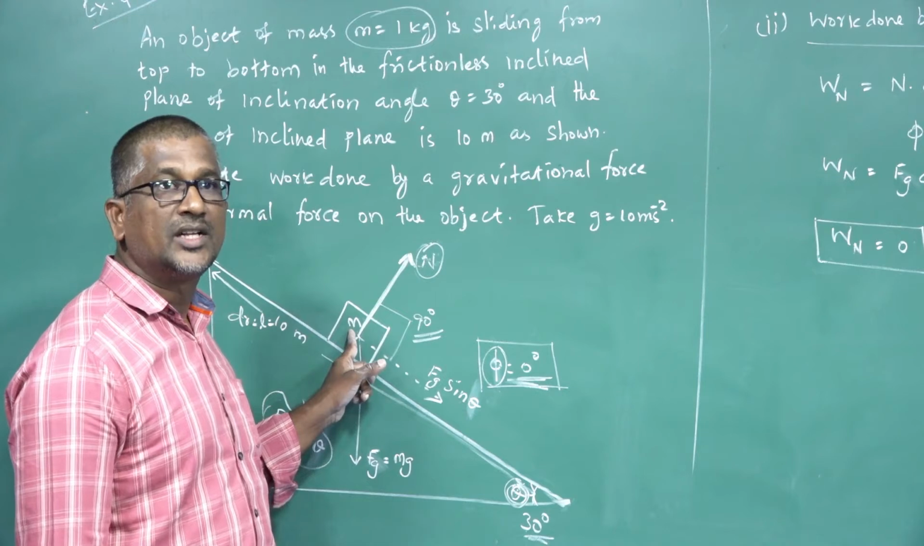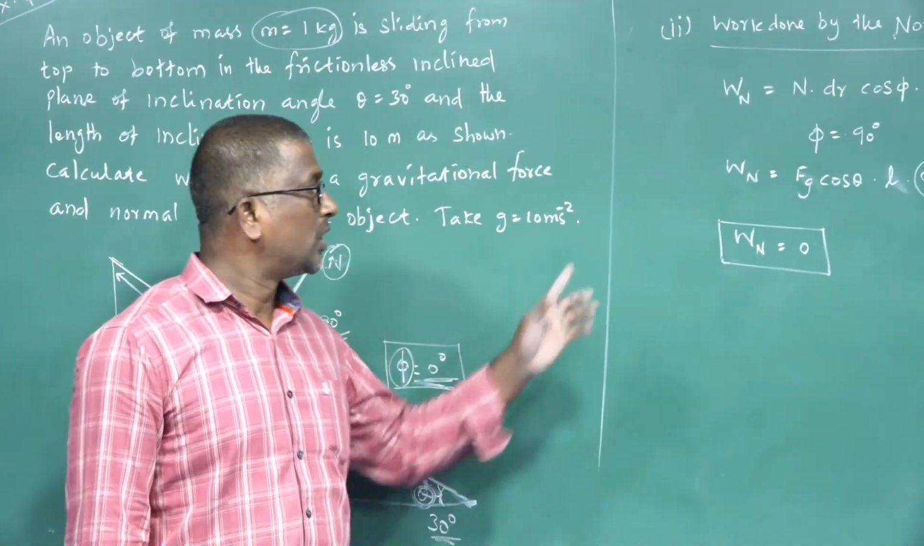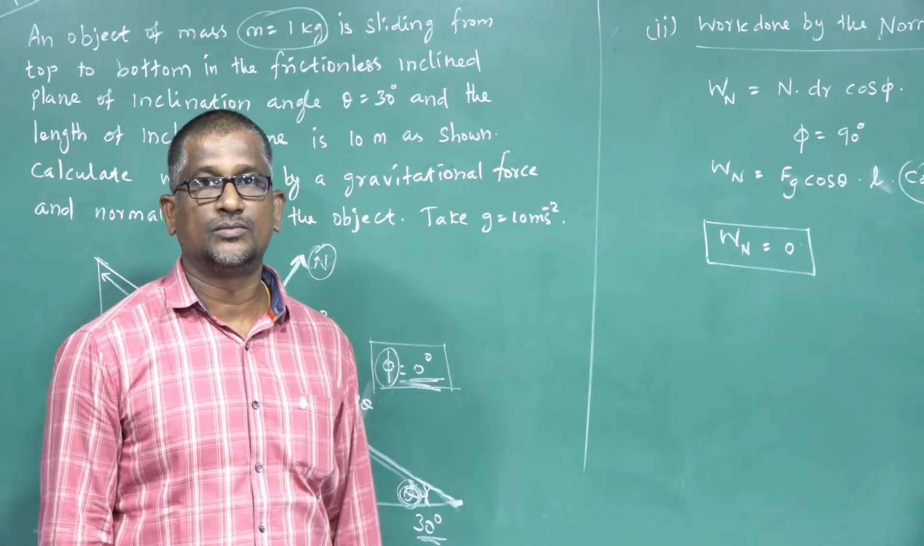But work done by the gravitational force is 50 joule. Work done by the normal force is 0.